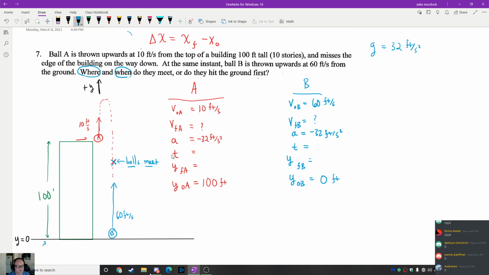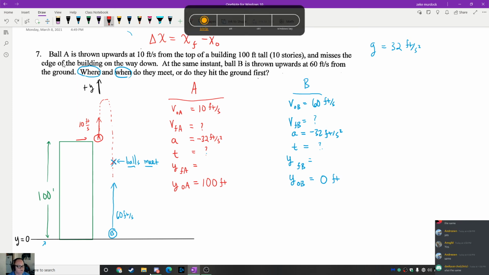Do we know anything about the relationship between these things? If they do in fact meet, what would be true about this time and this time over here? Would they be the same time? They are. Okay, so we don't need to write, and I didn't do it, a different variable for the time in both cases. The time should be the same in both cases. Now that's handy, right? Now what about the final position of ball A and the final position of ball B? Are those related to each other at all? They're also the same, exactly.